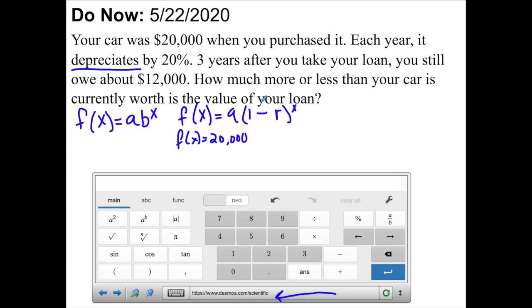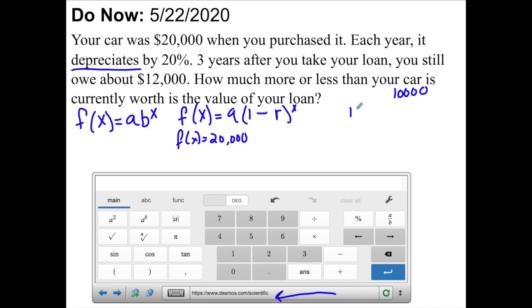And now r is the rate of decrease. Because if you think about it, if it loses 20%, then at the beginning of each year, it had the 100% that it started with from before minus 20% of that. So if it started at, I'm going to say 10,000 because that's a little bit closer.